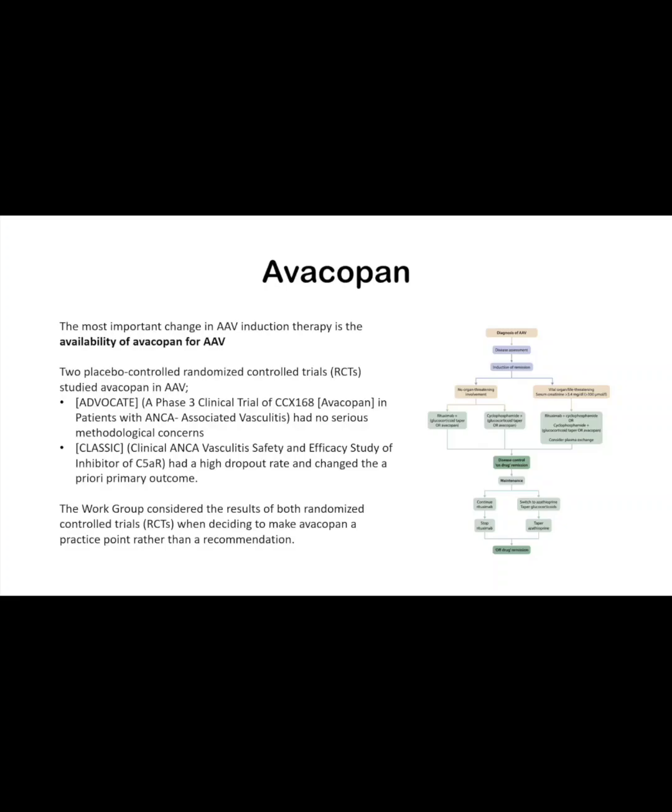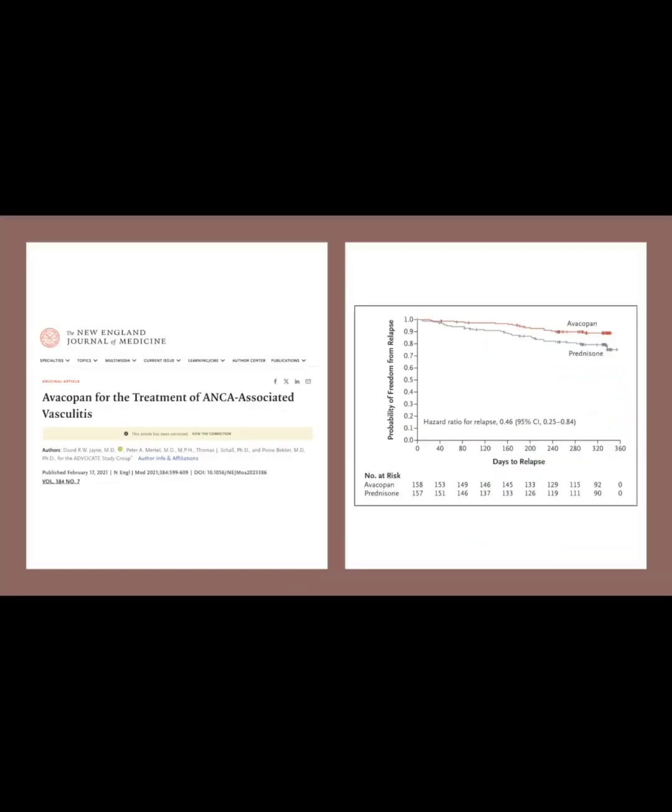So let's take a minute to talk about why Avacopan has been added into the guidelines. I mentioned before that it's more available due to the FDA approval, but when we are discussing the trials behind what this guideline is based on, you will find two major RCTs. The first one is the ADVOCATE trial. The working group felt there were no methodological concerns with this trial. However, the CLASSIC trial, which is also an RCT, had a high dropout rate, and there were changes in the a priori primary outcomes. The working group considered both trials and decided to make Avacopan a practice point and not a recommendation.